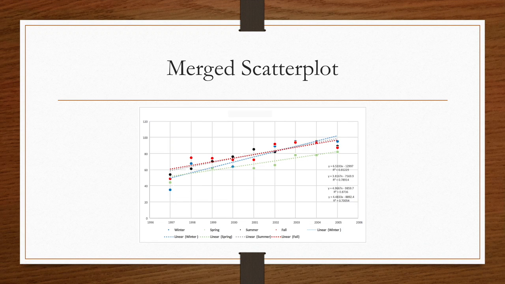Merged scatter plot. We brought all the scattered points together for each seminar season to see the trend lines compared to one another. All of the trend lines have a positive slope. The winter is shown as blue, the spring is shown as green, summer is in black, and fall is in red.